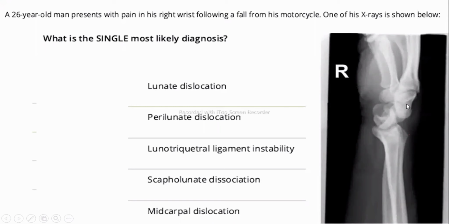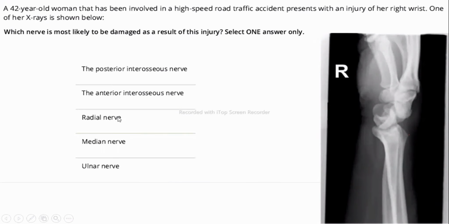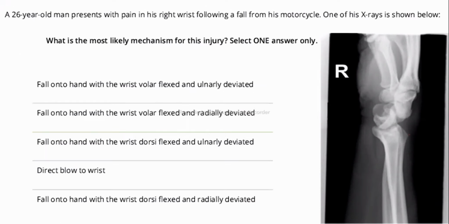Yes. So if you draw a line here like that, and a line here like that, here is the lunate bone in place, right? Yes. But are the bones around the lunate displaced posterior or anterior? Posterior, dorsal side. This is the dorsal, right? Okay, so it's perilunate dislocation. Which nerve is most likely to be damaged? Perilunate also, median nerve. Excellent. Okay. Most likely mechanism of injury.